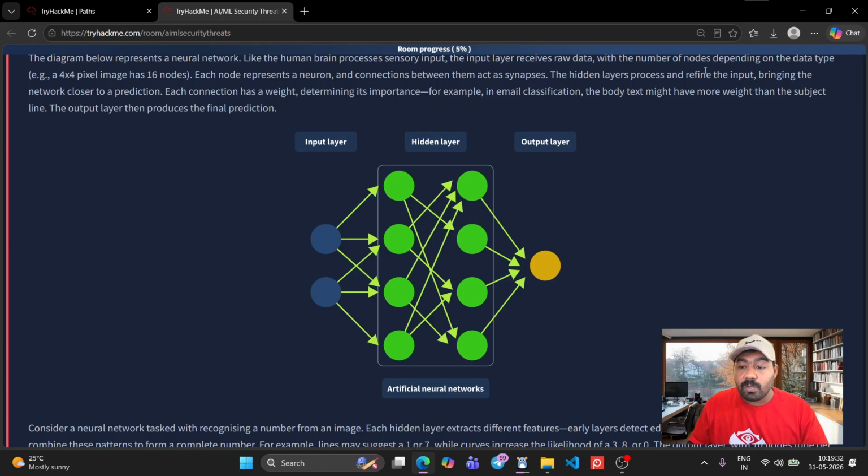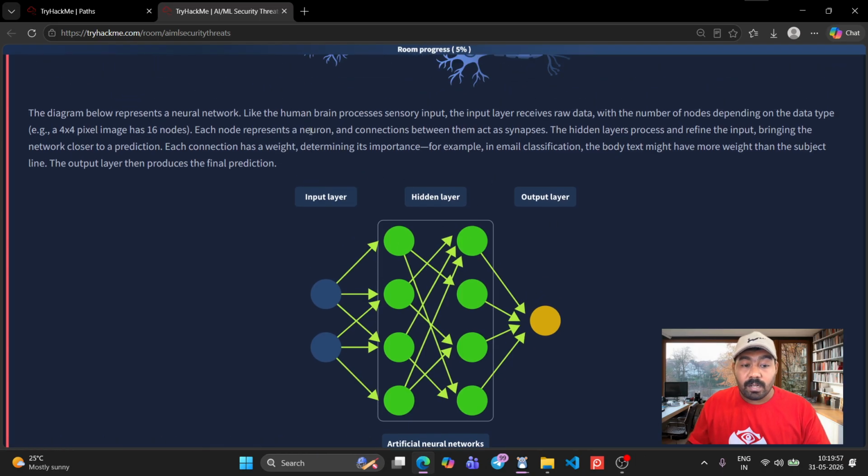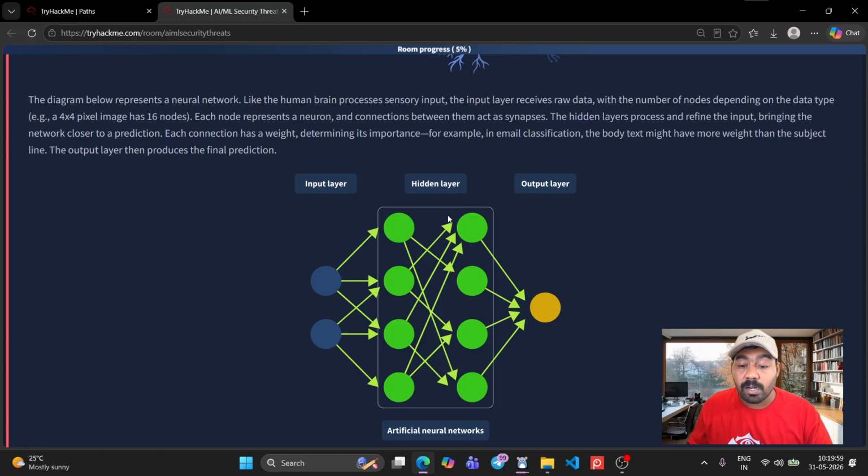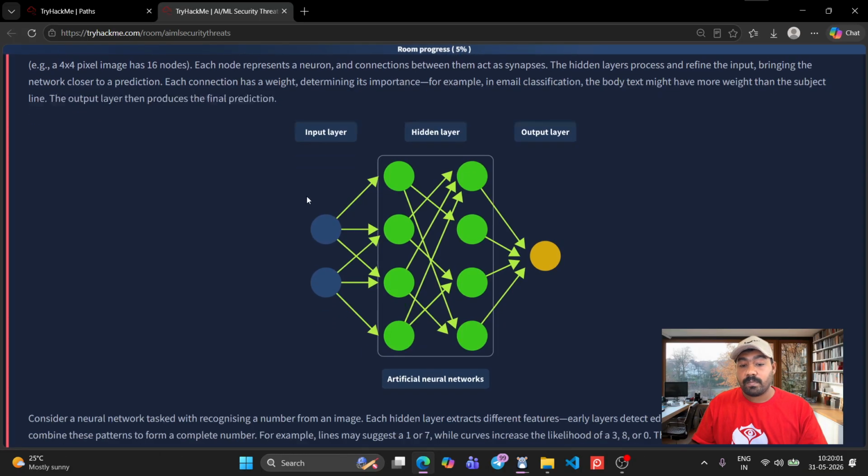The hidden layer processes and refines the input, bringing the network closer to a prediction. Each connection has a weight determining its importance. For example, in email classification, the body text might have more weight than the subject line. The output layer then produces the final prediction. That is how the neural network works.